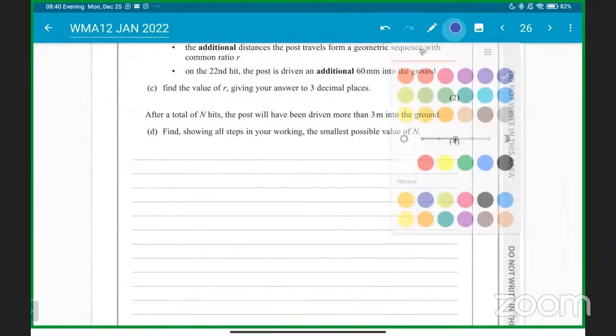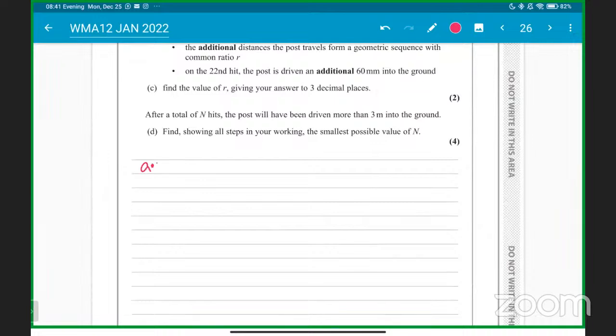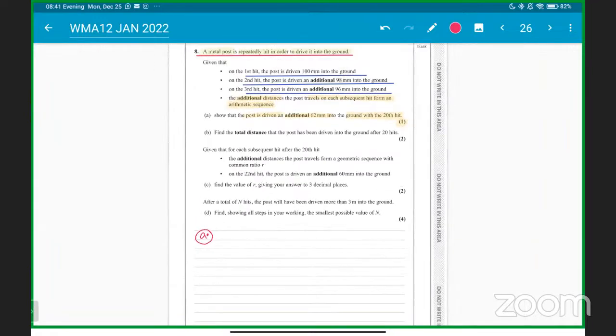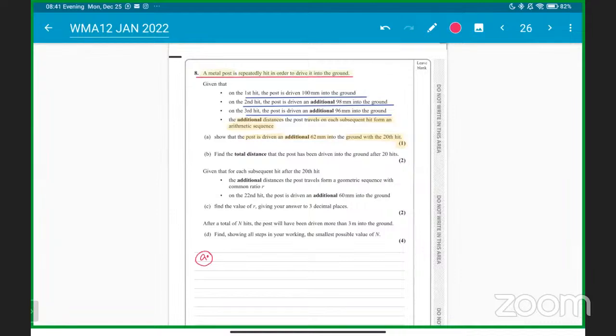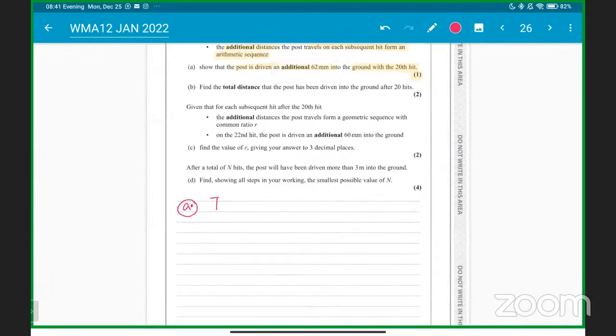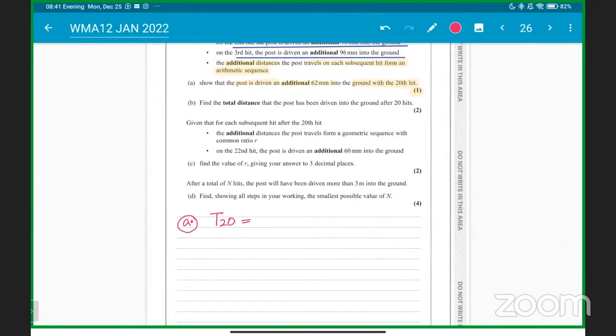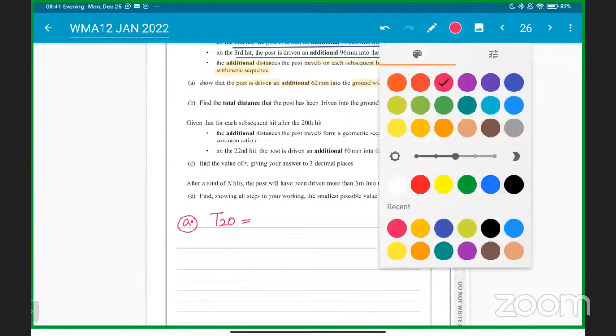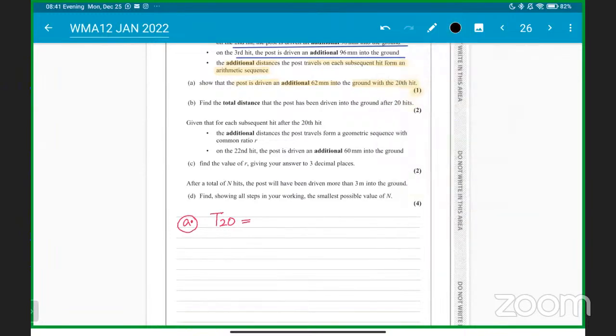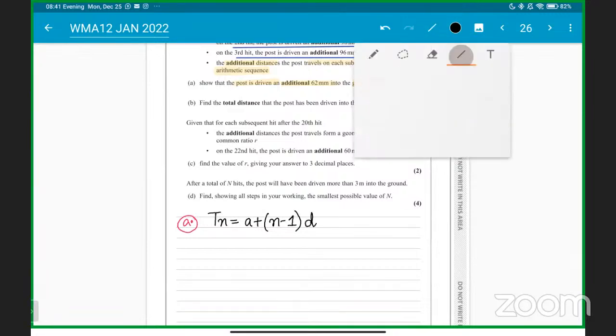If I start solving this simply, it's just 1 mark for part 1. You just have to find the 20th term. The first thing, when solving an arithmetic sequence, is the formula. Just for revision purposes, although we can do it directly as well: a plus n minus 1 times d.